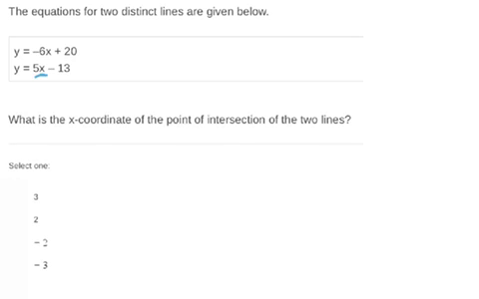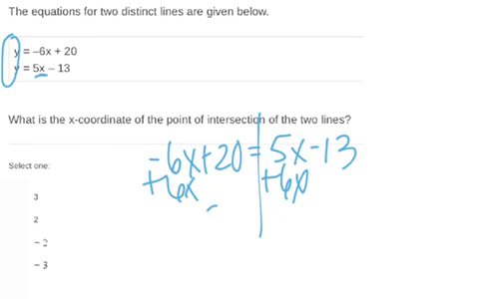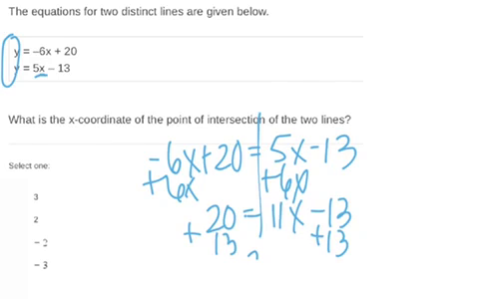They're both y equals. That means y equals negative 6x plus 20 and y equals 5x minus 13. We talked about it because that's both where the y's are. You just set them equal. So I'm going to add 6x. So 20 equals 11x minus 13. Get rid of the negative 13 by making it a positive. So now I have 33 equals 11x, divided by 11. So x is going to be 3.